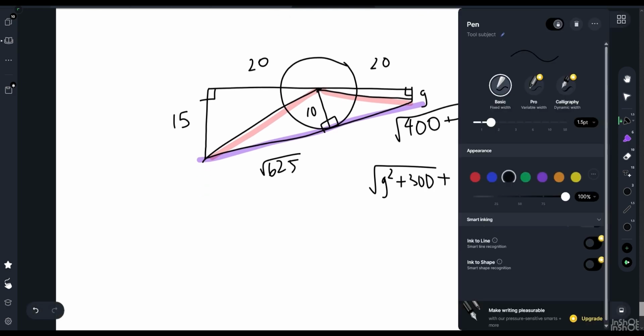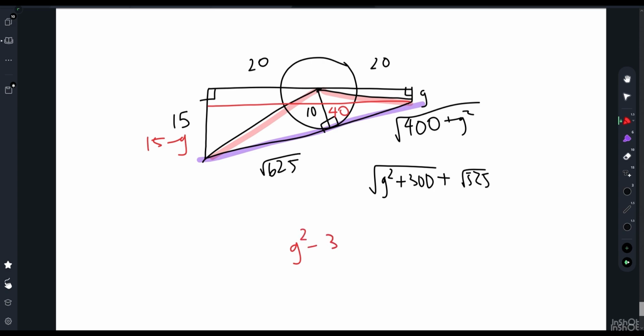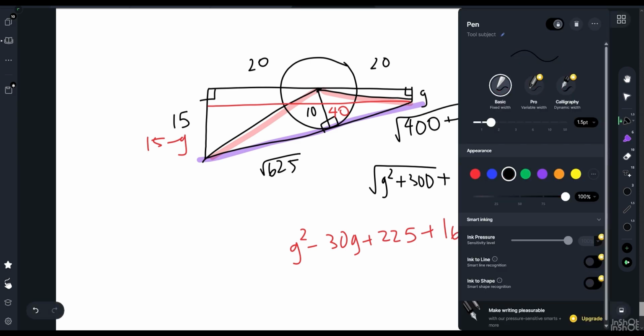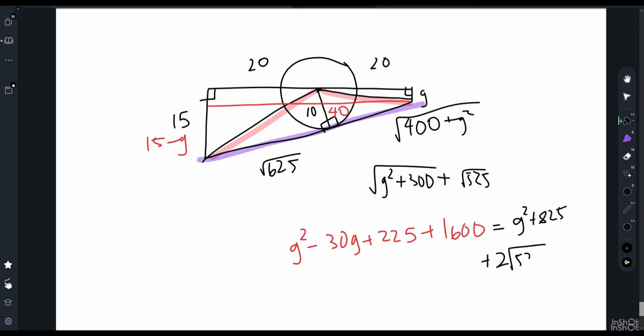Now, how else can we express this? Let's move this length of 20 up. So now this red length is 40, and this length is 15 minus g. So by Pythagorean theorem, this purple length is also equal to the square root of g squared minus 30g plus 225 plus 1600. So we know that, and the square root of this. So now this is equal to g squared plus 825 plus, by FOIL, 2 root 525 times g squared plus 300.